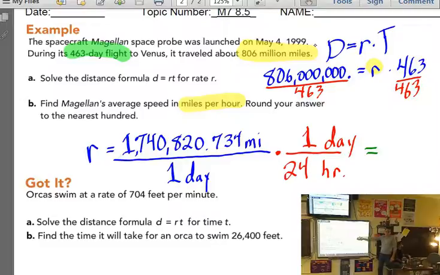If I multiply straight through here, I'm going to get 1,740,820. Like multiplying by the 1 does nothing. If I multiply straight through here, I get 24. So all we really need to do is this value divided by this value. And we'll end up with miles per day. Or, sorry, miles per hour.